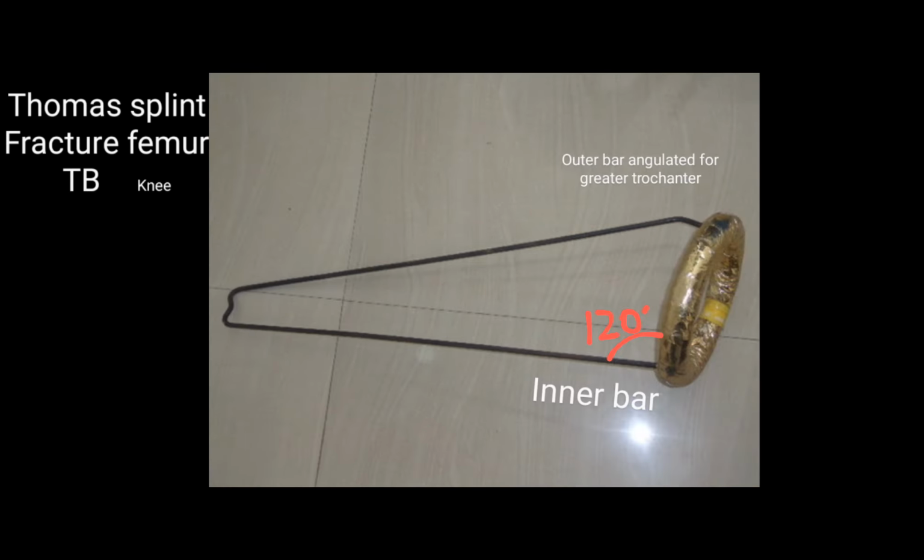Then next we have the Thomas splint. Thomas splint is used in fracture femur and TB knee. In this basically we have an inner bar and an outer bar. The inner bar is angulated for the greater trochanter. Here the greater trochanter will be placed, and the inner bar will be at an angle of 120 degrees.